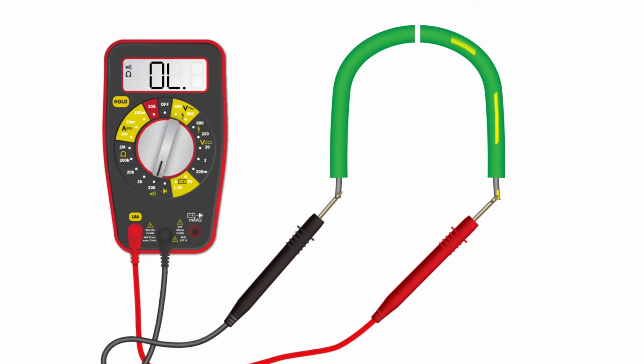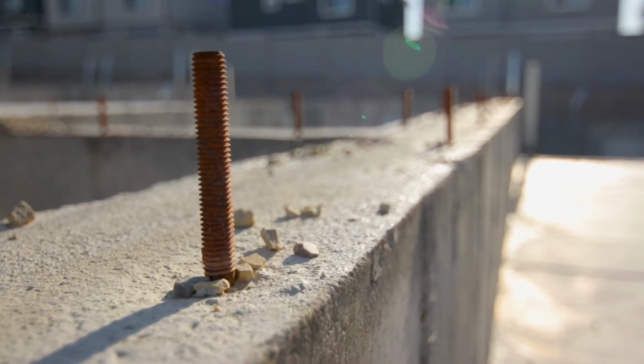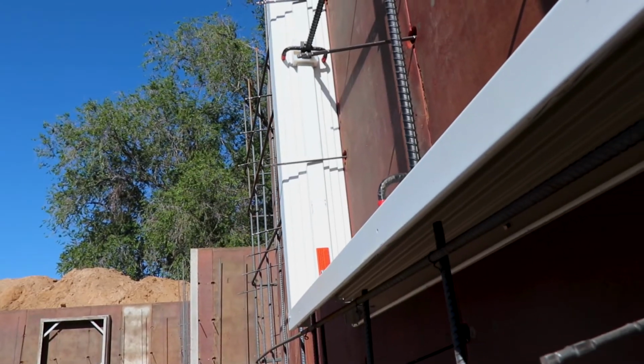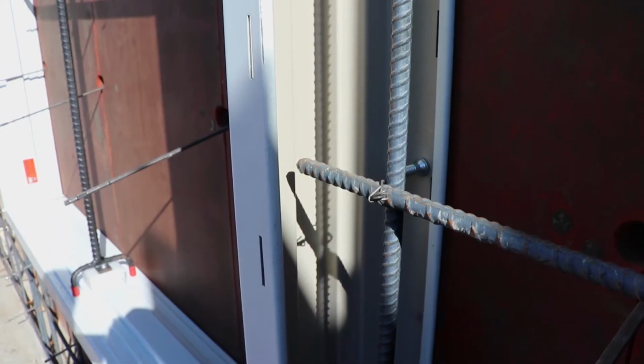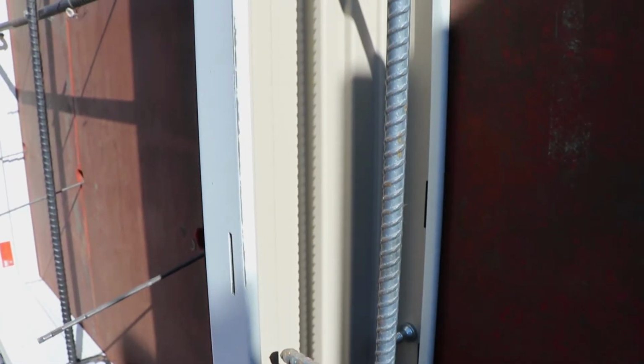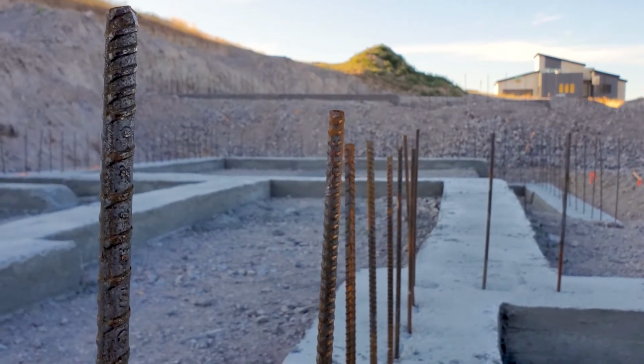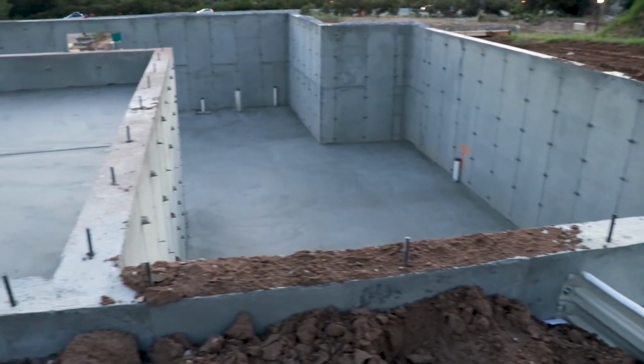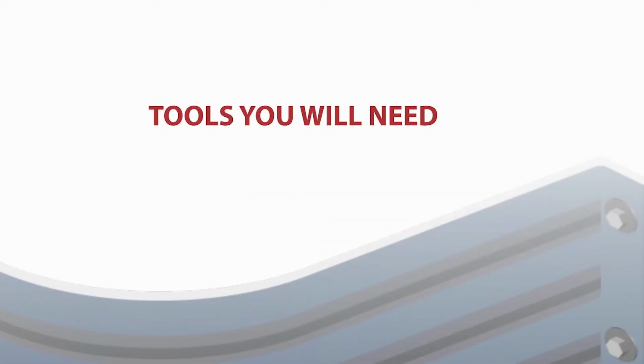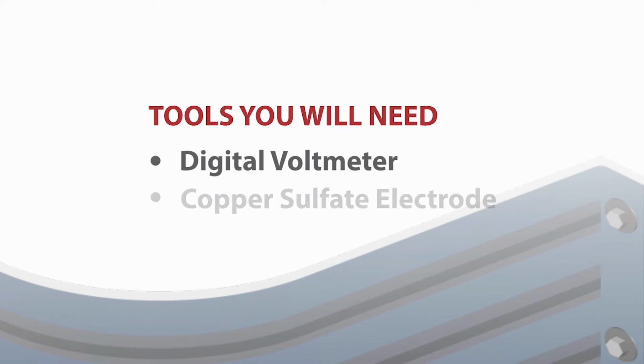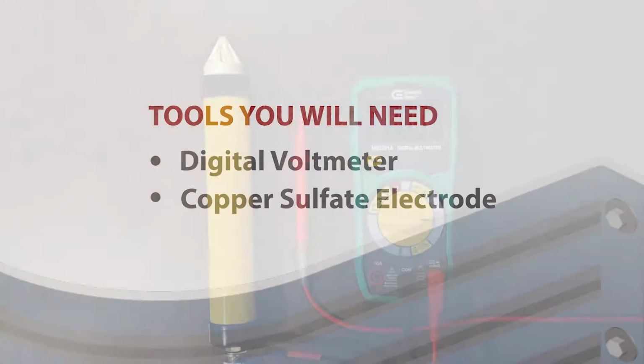no continuity. In our situation, we will use a continuity test to make sure the area well is not connected to the grounding system, specifically the rebar and the foundation. Knowing that the area well is not connected will give you confidence that the installation was done properly. Tools you will need for continuity testing: digital voltmeter, also known as a multimeter, and a copper sulfate electrode.